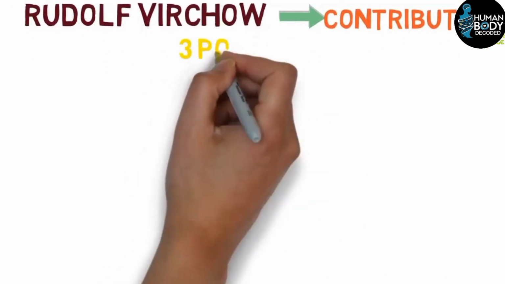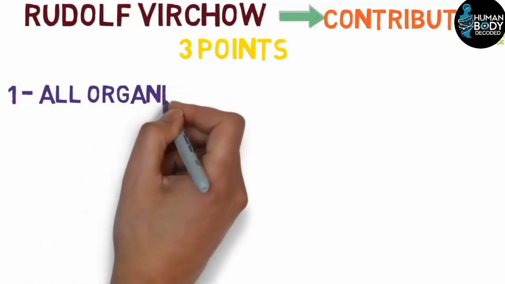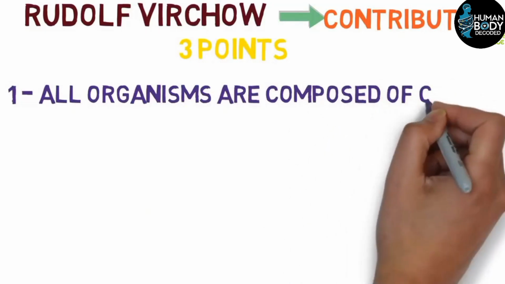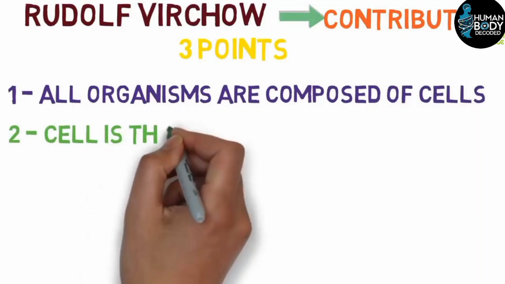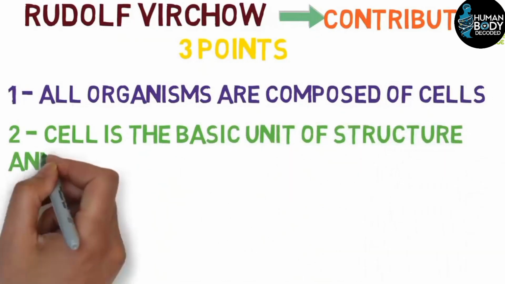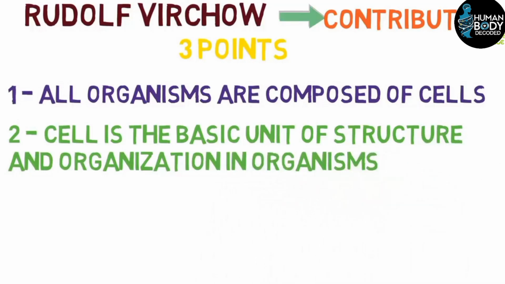Cell theory has three main points. Point number one, all living organisms in the world are made up of cells, whether they are plants, animals, fungi, algae, or bacteria. Point number two, the cell is the basic structural and functional unit of organisms. This means the cell is the fundamental unit of structure and organization for all living things.